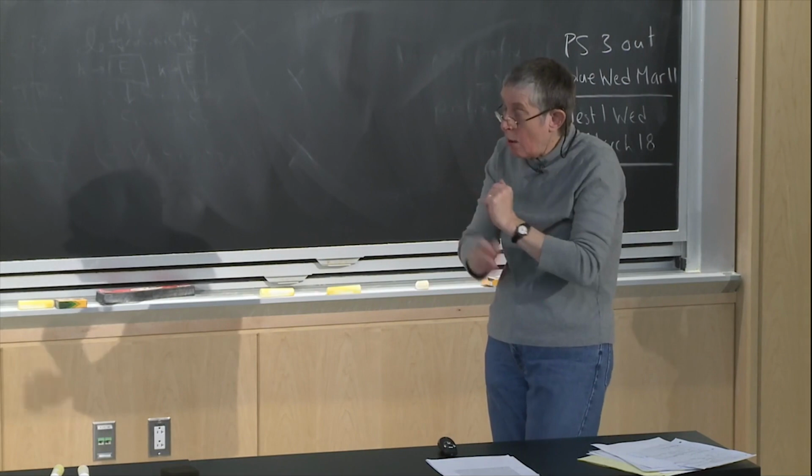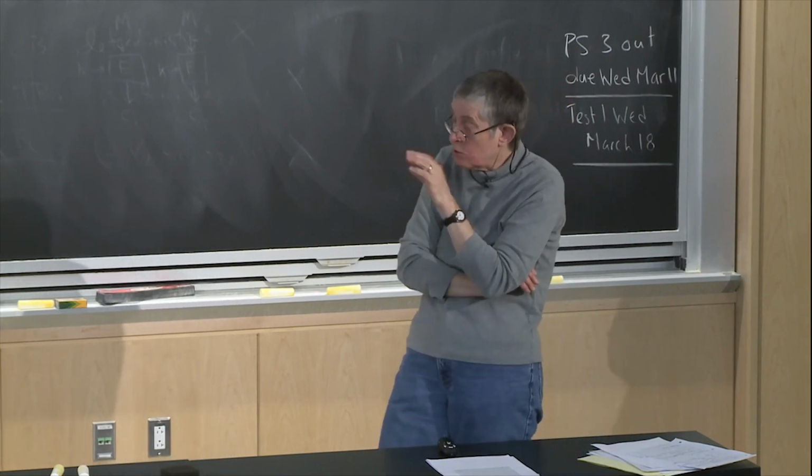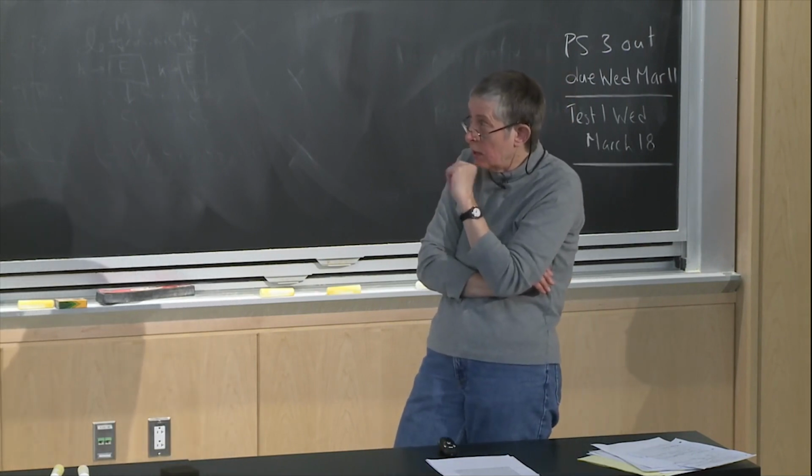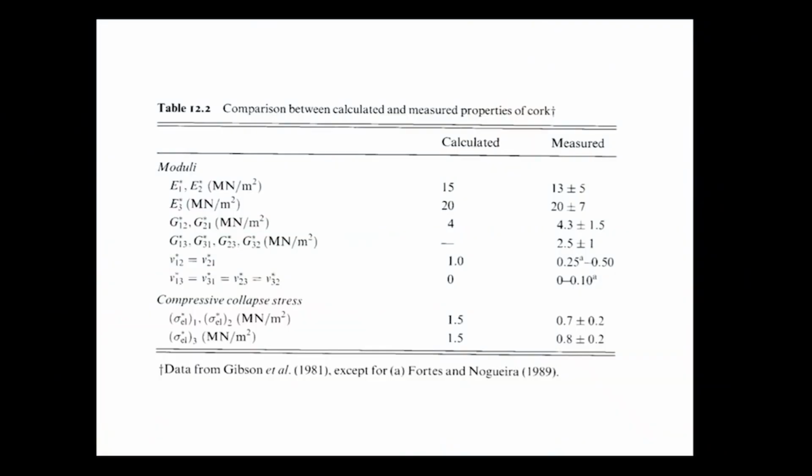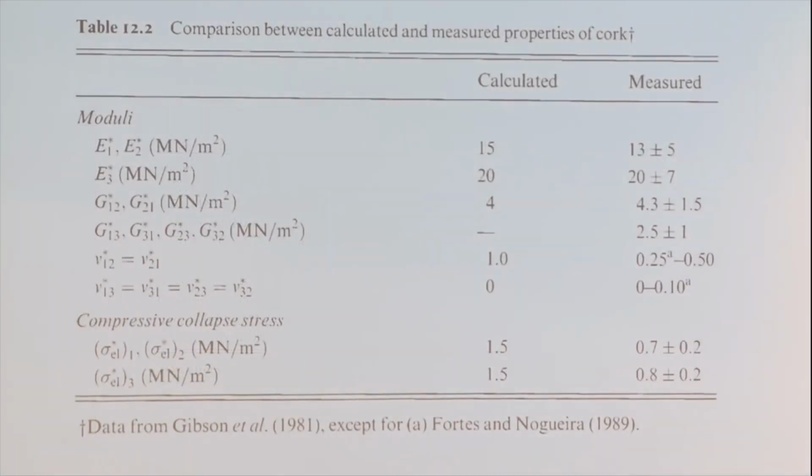There's another complication that I'm not going to go into, but there's a modification you can do to account for that. But you can see there's actually pretty good agreement here between the elastic moduli that we measured and what we calculated. The compressive strengths down here are not quite so good. They're off by a factor of 2 more or less. But they're in the right ballpark for the cork.